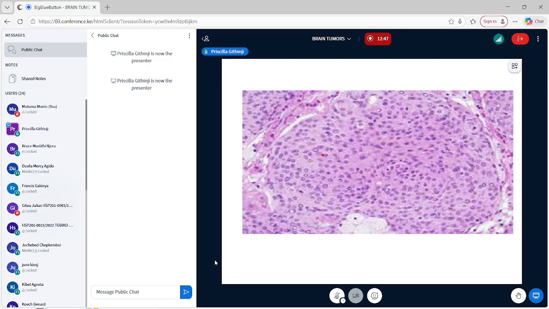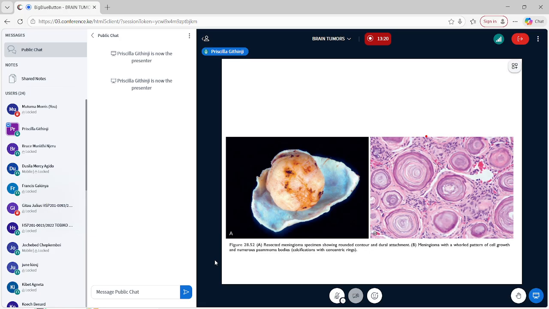So this is just to demonstrate this is a dura, and then you have this tumor that is growing from it with dural attachment. And then the image on the right is to demonstrate the psammomatous meningioma, where you have these concentric rings. So when you see this in this tumor, then you call this a psammomatous meningioma.